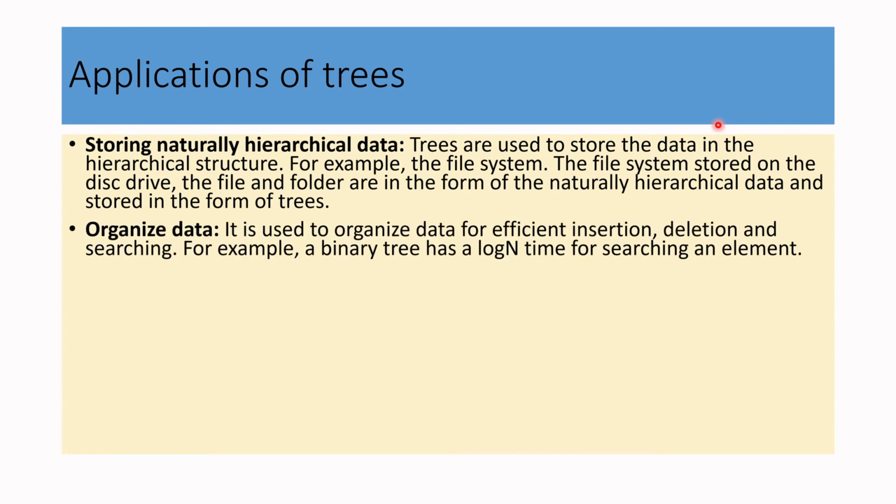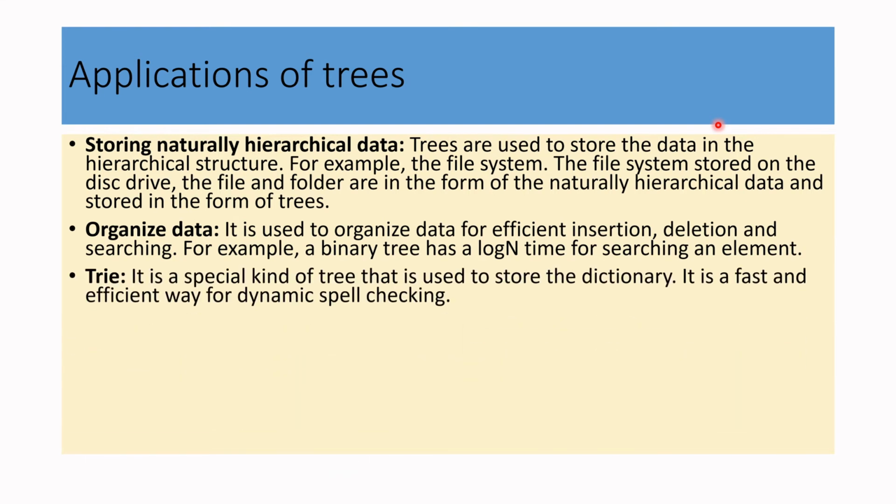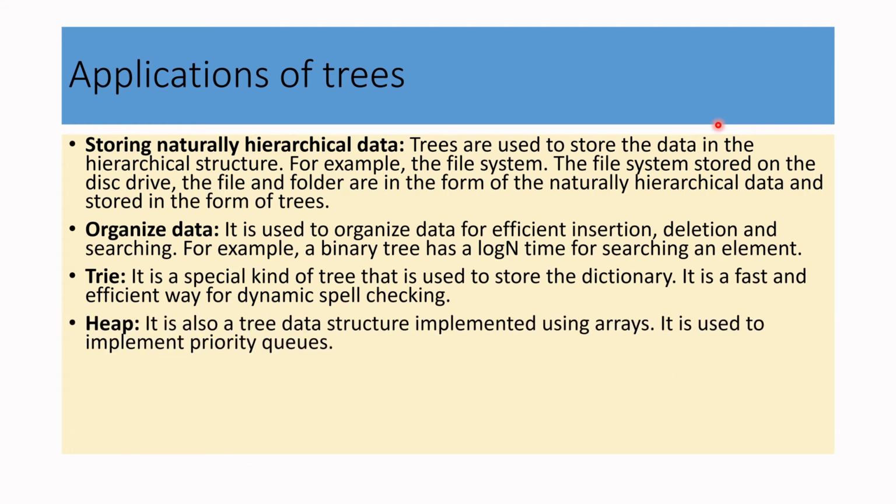Okay, so organize the data. It is used to organize data for efficient insertion, deletion, and search. For example, a binary tree has log n time for searching an element. A trie is a special kind of tree that can be used to store a dictionary. It is a fast and efficient way of doing dynamic spell checking. Heap is also a tree data structure implemented using an array, and it is used to implement a priority queue.